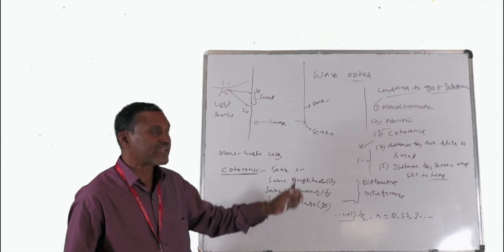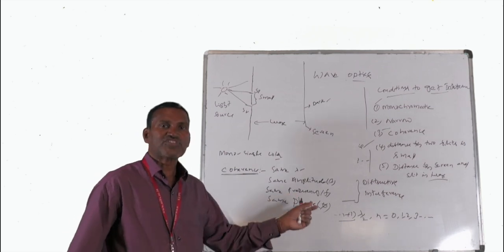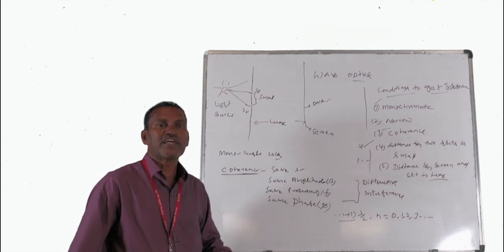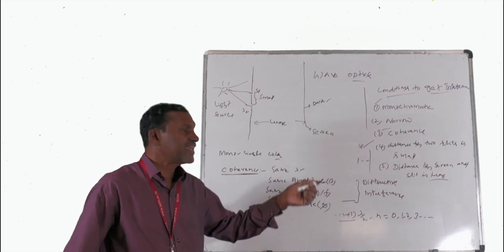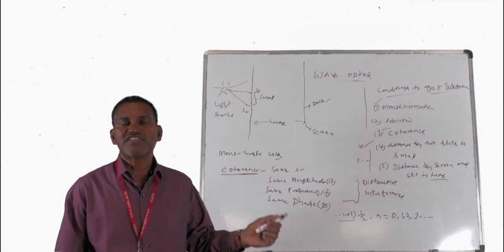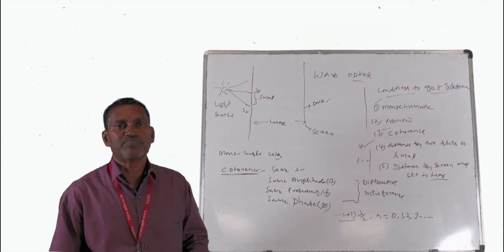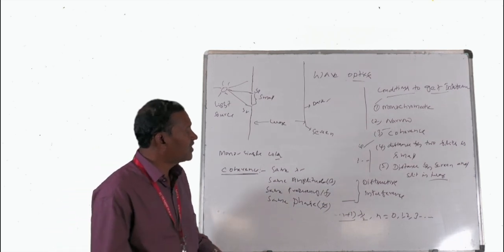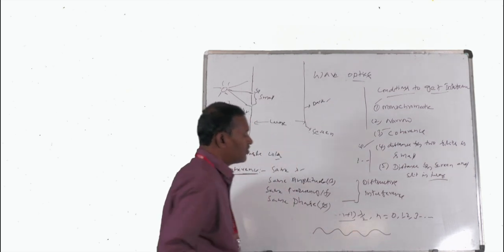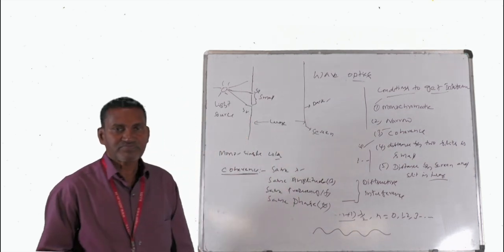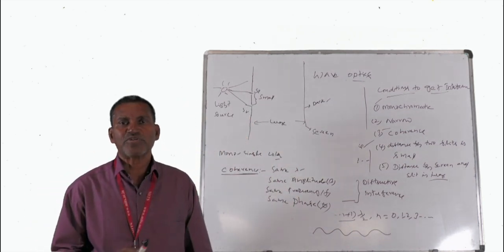Then we go for the transverse wave. In a transverse wave, the particles vibrate perpendicular to the direction of wave propagation. Then it is called a transverse wave. In a transverse wave, the transmission is like this. We can produce the transverse wave in a string.